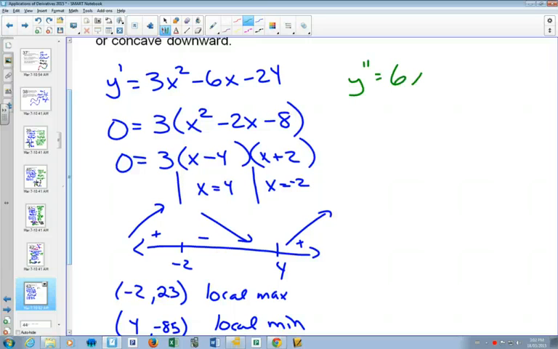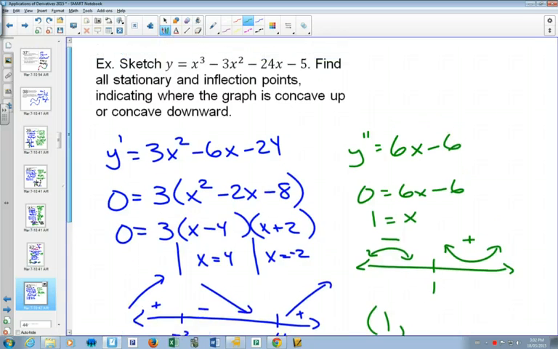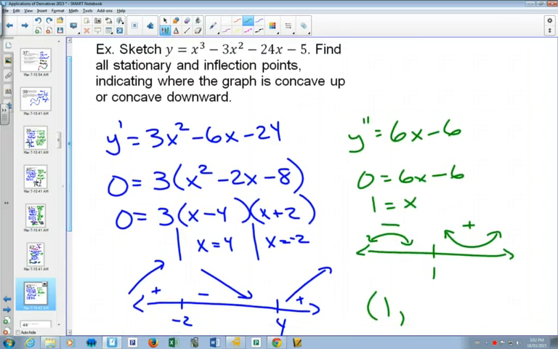The second derivative will be 6x minus 6, making that equal to 0. Moving the 6 over and dividing by 6 gives x equals 1. If we see our values before this, plug in a number less than 1, you will get a negative, meaning this part is concave down, and bigger than 1, you'll get a positive, meaning this part is concave up. And so we have an inflection point at 1 comma, someone have that value? Negative 31. Okay?